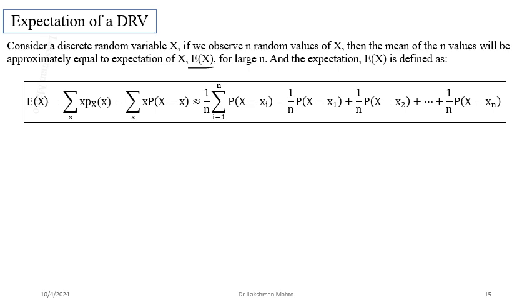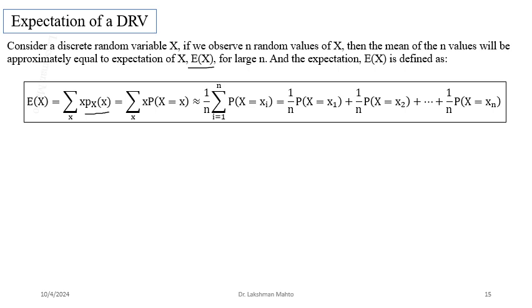So how is expectation defined? Expectation is defined as a weighted sum of the values of the random variable. The weight is provided by the probability mass function of that value. This is the weight.